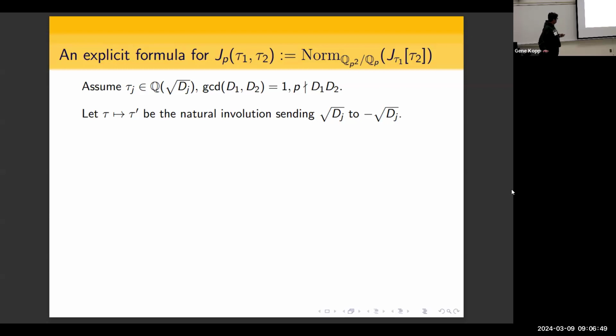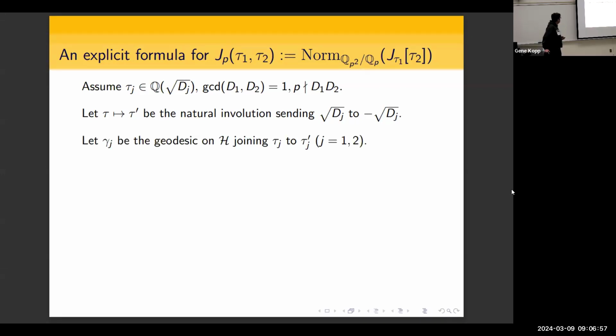And I consider this involution, which sends root d_j to its negative, so the natural algebraic involution on the quadratic fields. And to these tau 1 and tau 2, I can associate natural geodesics on the classical Poincaré upper half plane. That is, if I have tau 1, I can look at its algebraic conjugate, think of them as real numbers. So they live on the boundary of the Poincaré upper half plane, and I can draw the geodesic, the semicircle, joining those two points. And I get a nice hyperbolic geodesic on the upper half plane. I'm going to call the one associated with tau_j gamma_j. So I have two geodesics, gamma 1 and gamma 2.